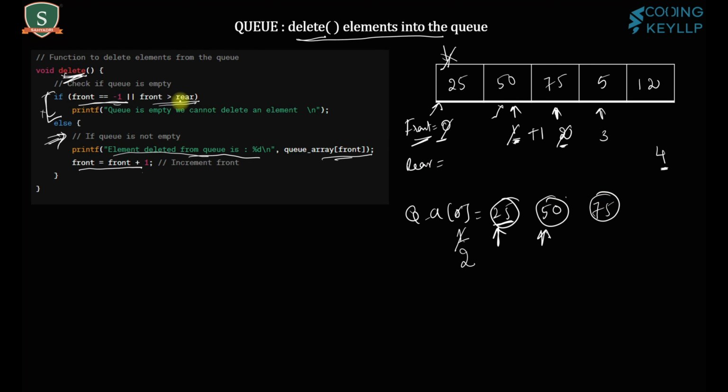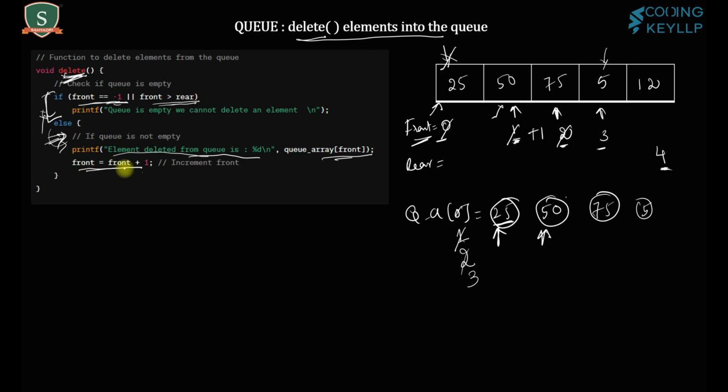So let us see how it works. Somebody has called the delete method. Now what is the front value? 3. Is 3 equal to -1? No. 3 greater than 4? No, condition failed. It comes to the else part. In the else part, what is happening? It is printing and showing to the user which element it is going to delete. So it is going to print Q array of 3. So in the third position, when front value is equal to 3, which element is there? 5. So 5 is deleted.